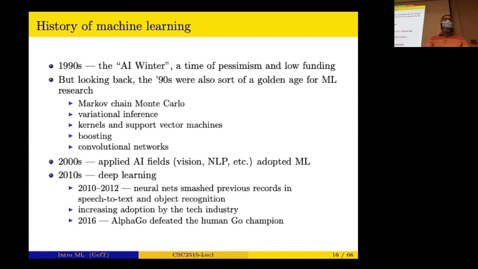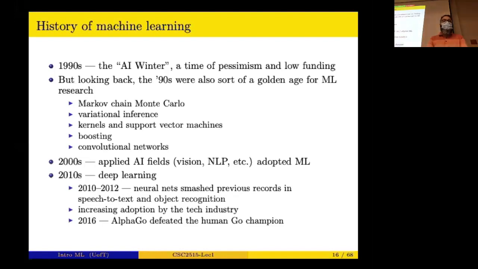So in the 2000s, people in applied areas of AI, like computer vision, natural language processing, speech, started using machine learning-based techniques in order to solve their problems instead of writing the rules themselves. And then the 2010s can be considered a deep learning revolution. So deep learning is essentially neural networks with large depth. And you will see what depth means here.